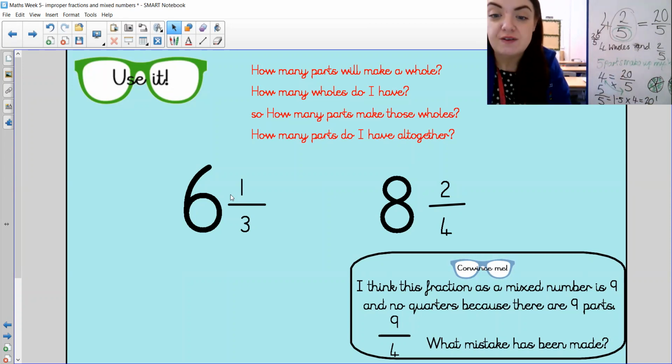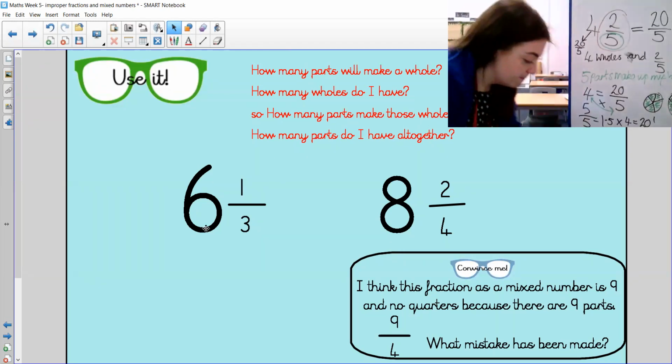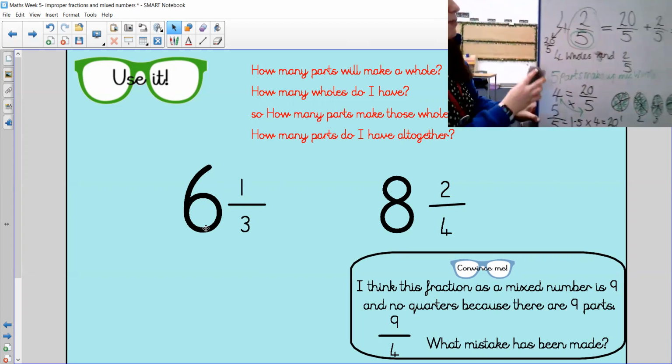Once you've had a go at those, there's a little convince me there. Somebody's had a little go at converting a number. Have a little look. What mistake has been made? And then come back when you've had a go to see if you were correct. Okay, so hopefully you've had a little go at that now. Let me just make myself a little bit bigger and give my board a little wipe.